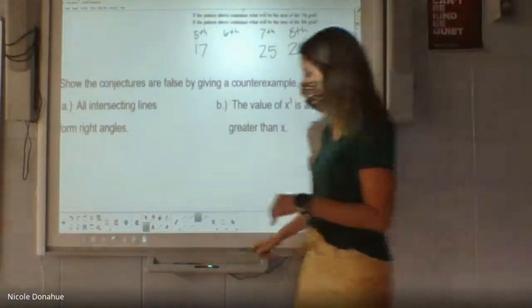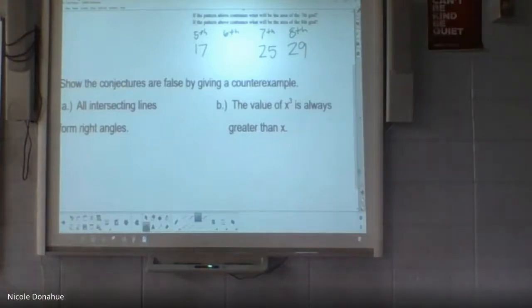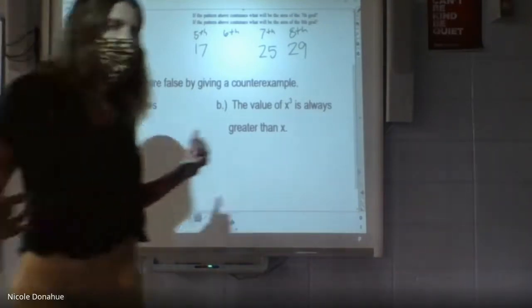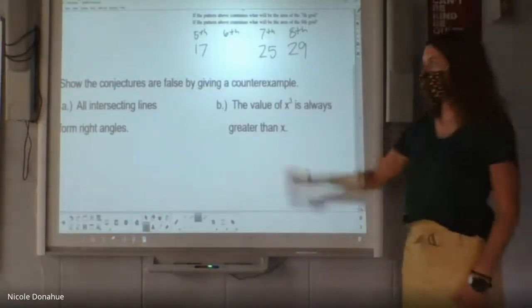Now, one of the things that I can ask you guys to do is show something's false by giving a counterexample. So that's one example that shows it doesn't work. So it says all intersecting lines form right angles. So you have to draw an example of two intersecting lines that don't form right angles. Same thing for the next one. You have to think of some numbers that would work for this.